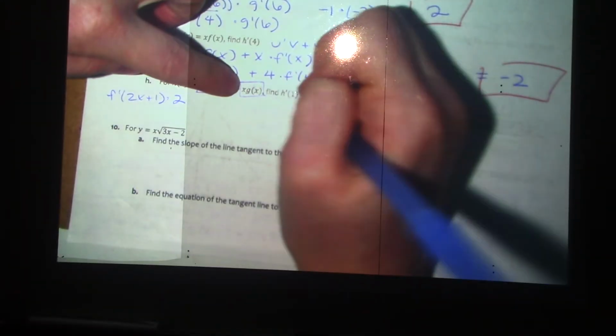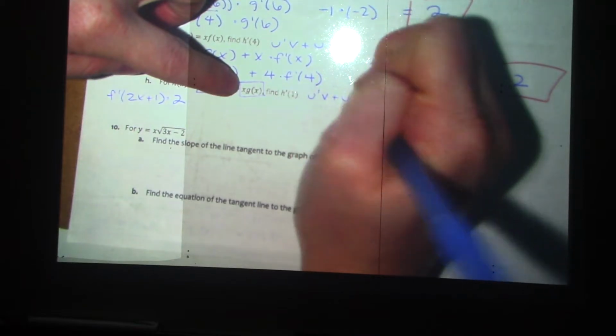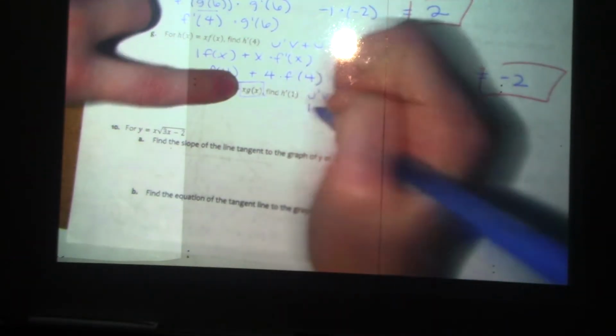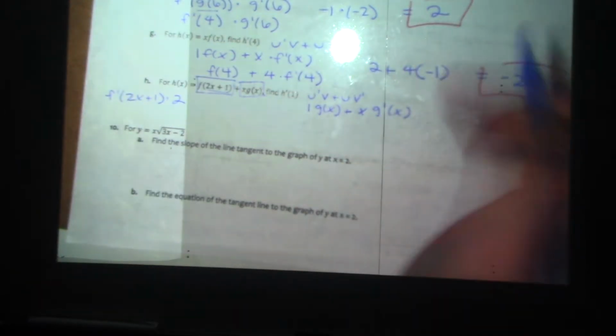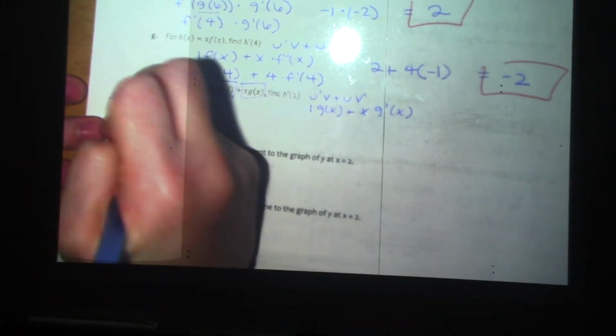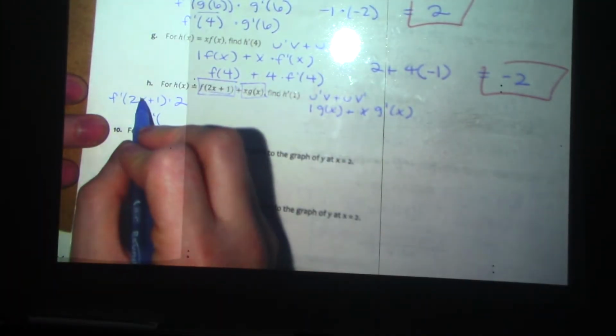And then I'm going to do x and g of x over here. So this would be the u prime v plus u v prime. Derivative of x is 1, g I'm leaving alone, plus x, leave alone, derivative of g would be g prime. And then now I can plug in f prime of 2x plus 1, when x is 1, that's 2 times 1 plus 1, which is 3. So this is f prime of 3 times 2, plus 1, g of 1, plus 1, because x is just 1, g prime of 1.